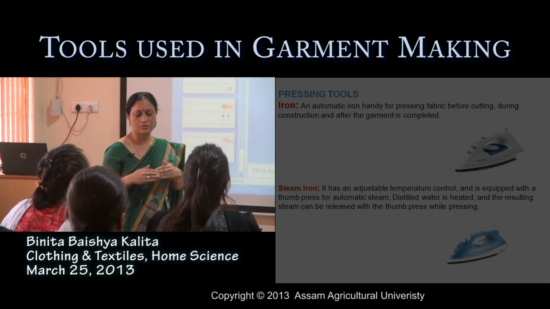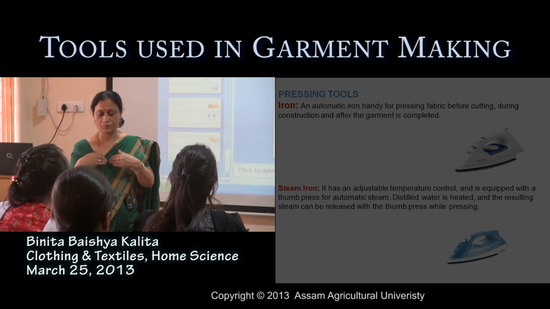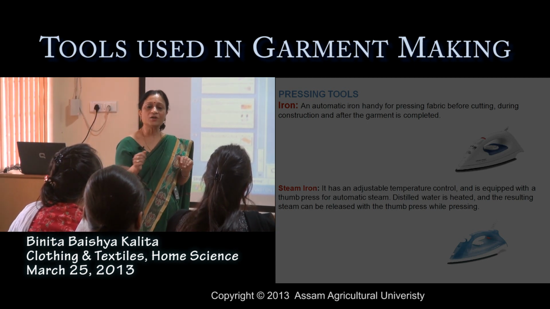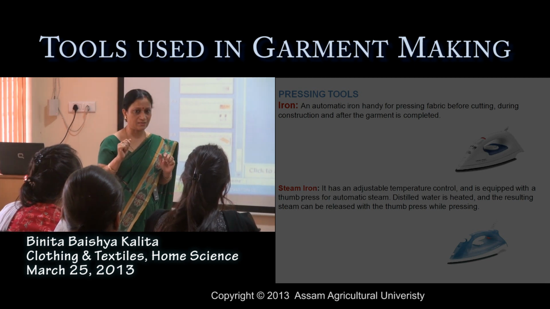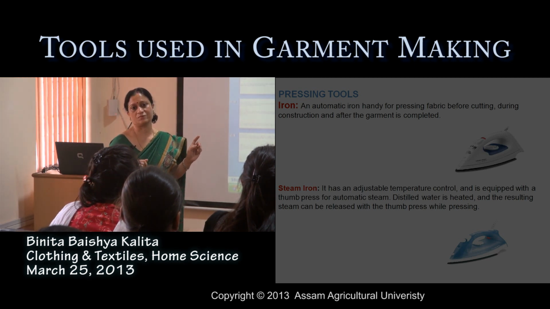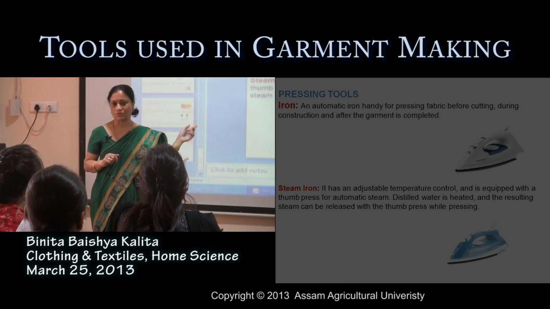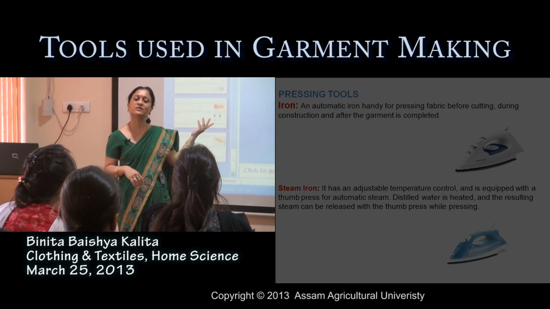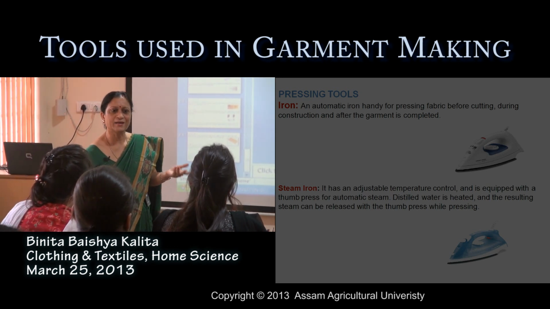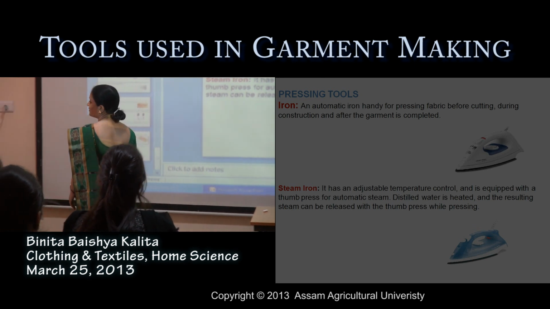When you stitch the garment, after stitching, you have to turn your garment to the wrong side and press all the seams to get a good shape in the garment, and also to make it look more beautiful. There are different types of iron: the automatic, then the steam iron. In a steam iron, along with the temperature, you also get steam. I think all of you know all these irons, so I am not going into details.